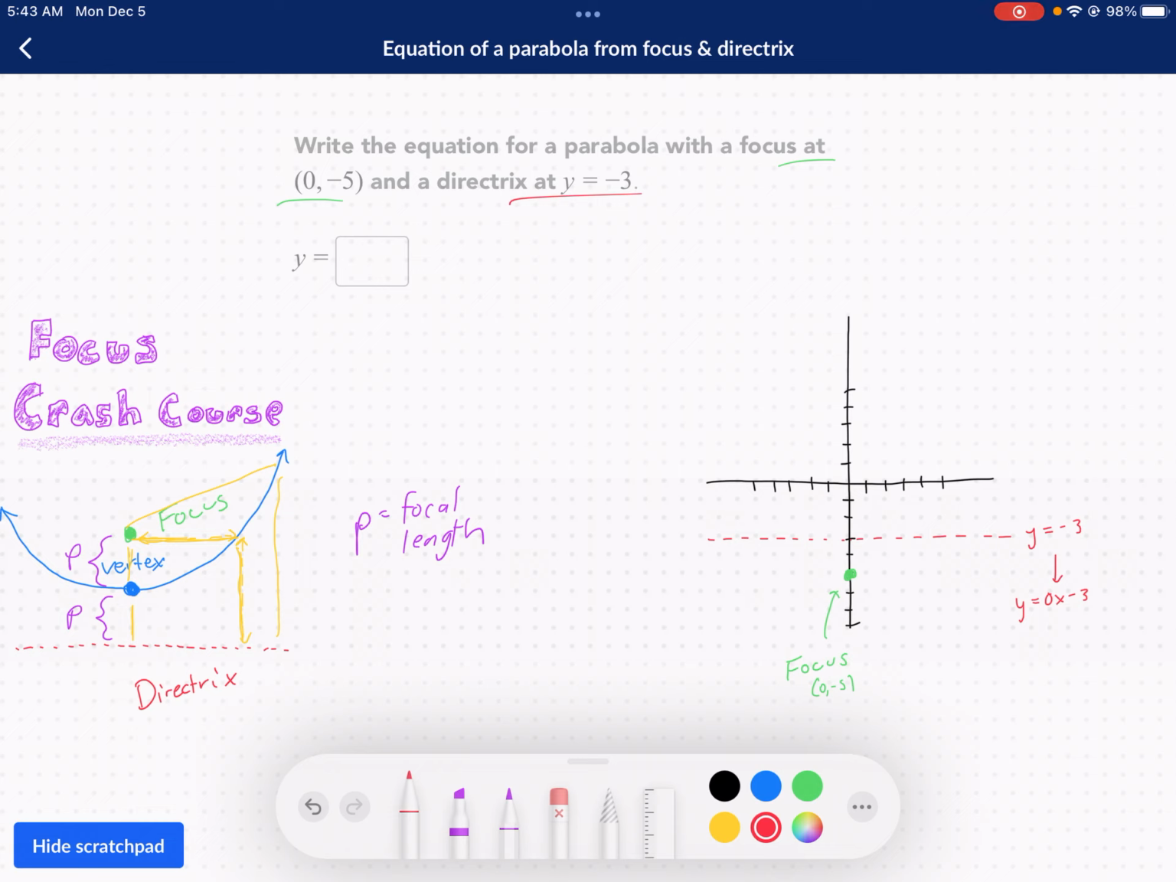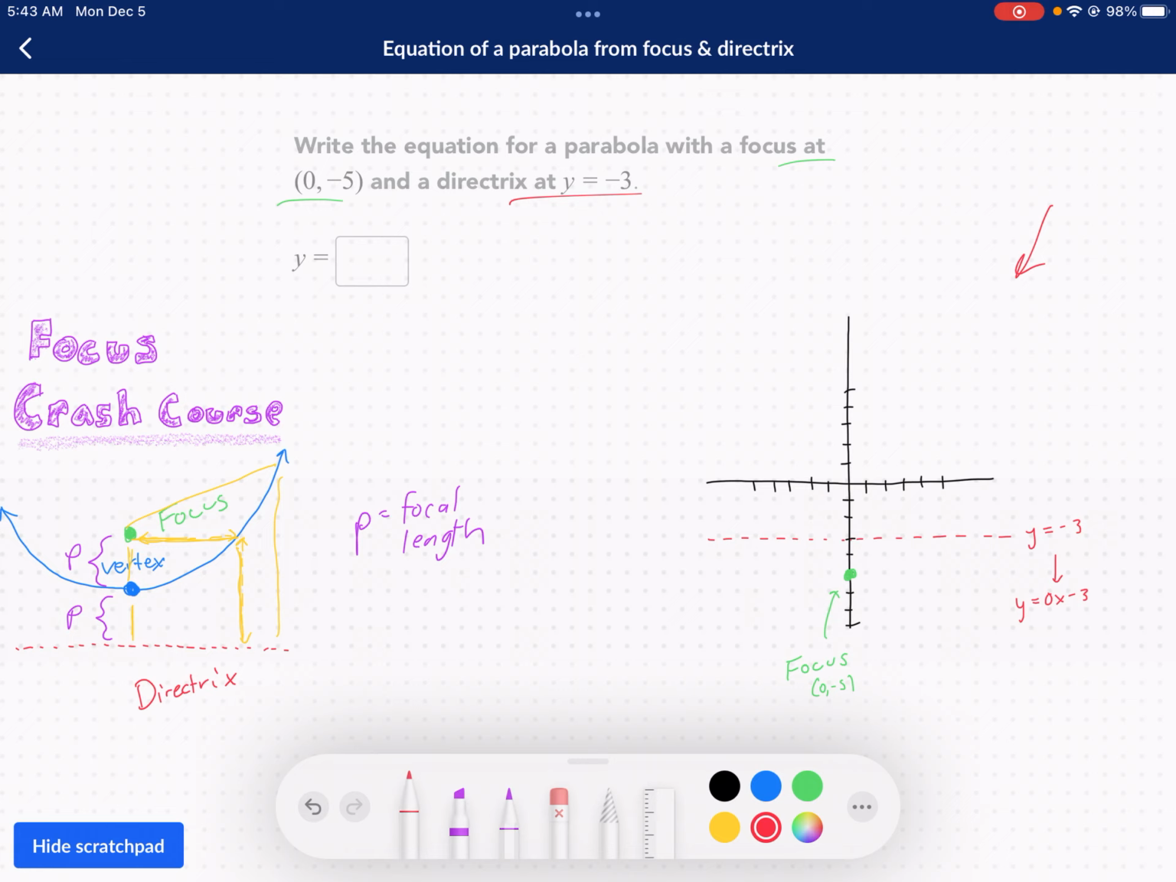This is important, and I drew this over here. I always think it's important to draw a diagram of what's going on. This will help you visualize it a whole lot better. I have my directrix already labeled as a horizontal line, and y equals -3 is always a horizontal line. X equals a number will always be a vertical line, and our focus is labeled there at 0, -5.